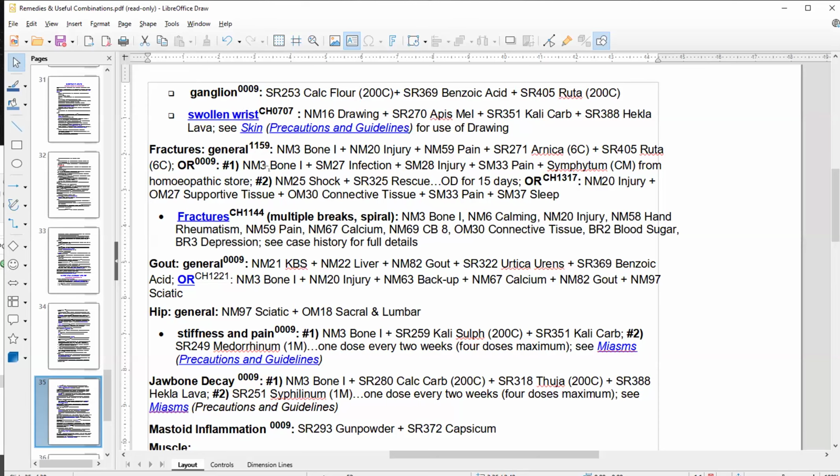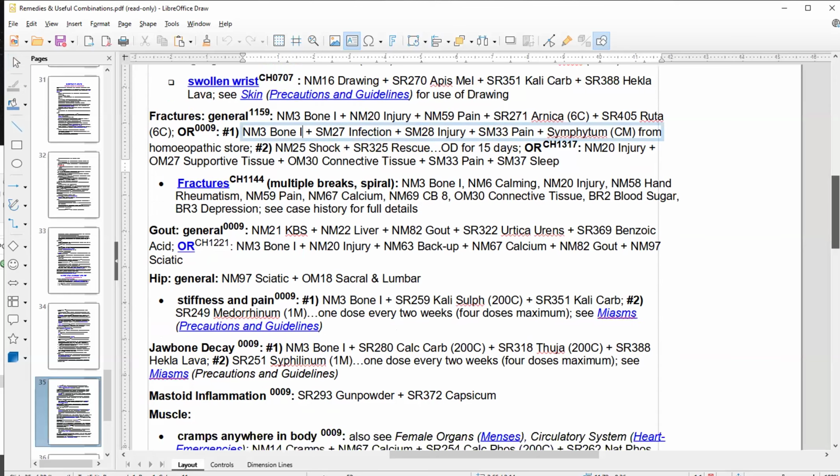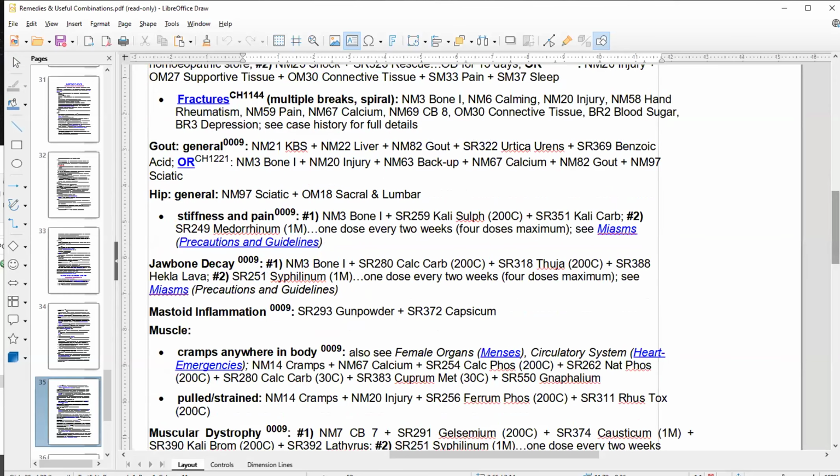Fracture in general. For reunion of the broken bones, you can use these things. See again, fantastically covered. So it covers almost all the complaints of that. Fractures, gout, we already discussed that. KBS, liver, gout mixture, Urtica urens, benzoic acid, and now you can very well visualize what gout means.